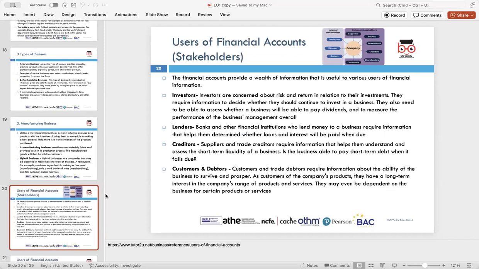Stakeholders, users of financial accounting. The financial information offers a copious amount of information that can be of great assistance to a wide range of individuals that utilize financial information. Investors who are concerned about the risk and return associated with their investments are the ones affected by the issue. In order for them to determine whether or not they should continue to invest in a company, they require information. In addition to this, they need to be able to determine whether or not a company will be able to pay dividends, as well as evaluate the overall performance of the management of the company.